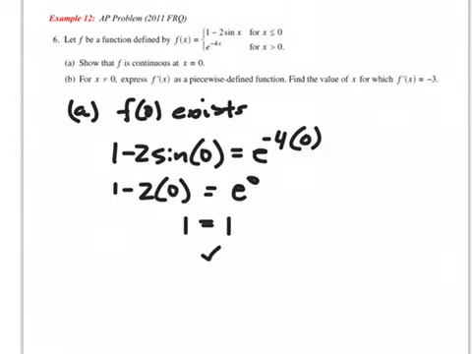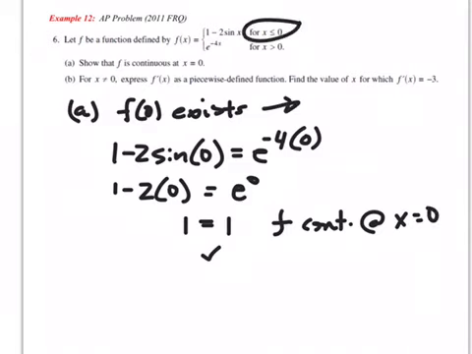So check. F is continuous at x equals 0. I didn't really prove that f of 0 exists, but right here, if I plug 0 in, I really did. I showed that it existed right here, because that is f of 0.